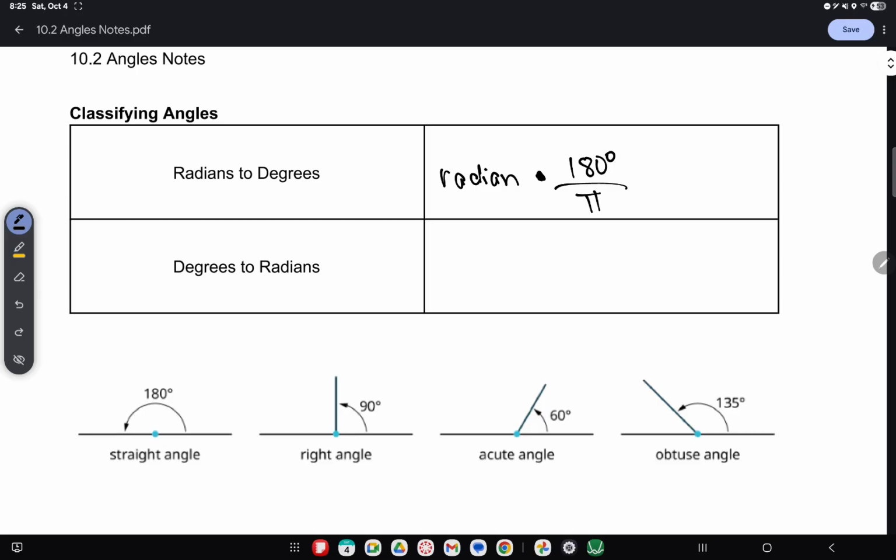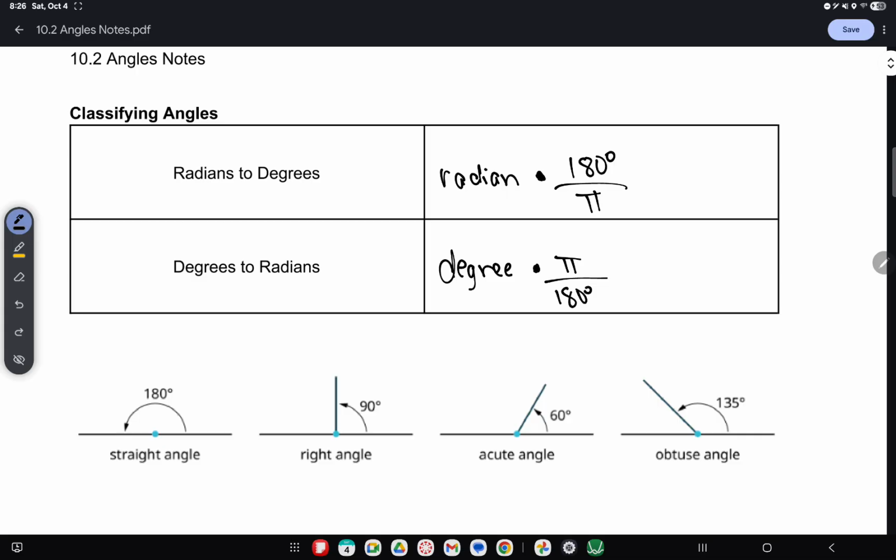And if we wanted to go from degrees to radians, we would start out with the degree we have, and then we'd multiply it by pi over 180 degrees. And we would get what we would need. So let me do some examples for both of these.